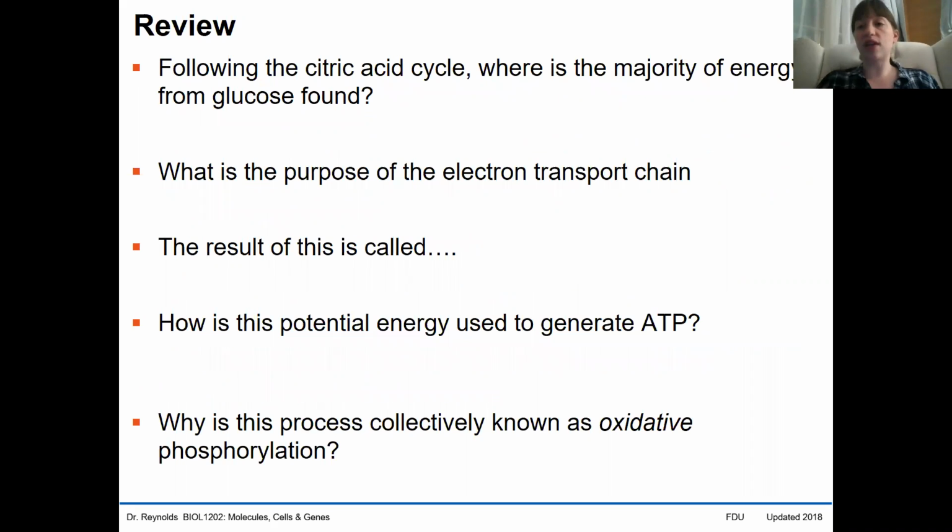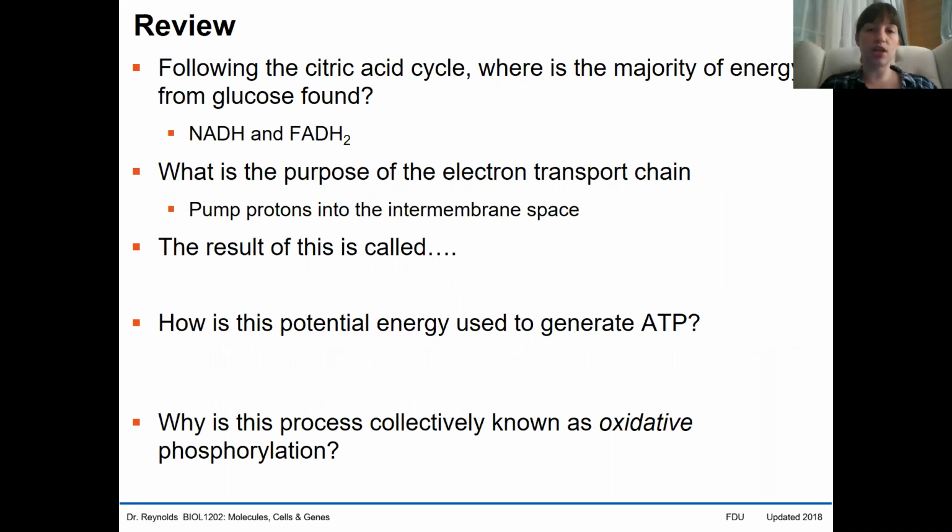Now, following the citric acid cycle, the majority of energy from glucose is found in these electron carrier molecules because they're the ones that accepted the electrons and became reduced. Because what we did was oxidize glucose in a series of redox reactions, reducing the electron carriers as we went. The purpose of the electron transport chain is to pump protons into the intermembrane space. There's no point in taking all of these electrons just to donate them to oxygen at the end, because the production of water doesn't do anything for the cell.